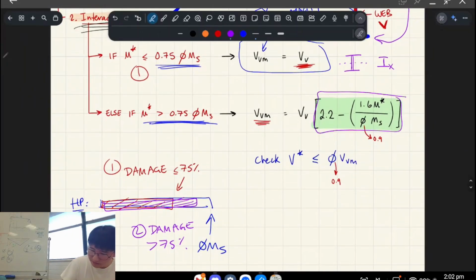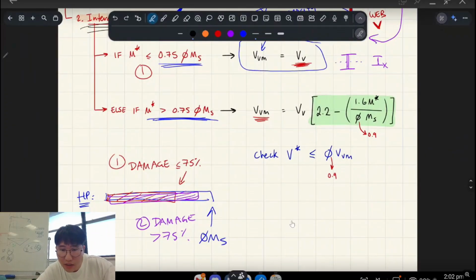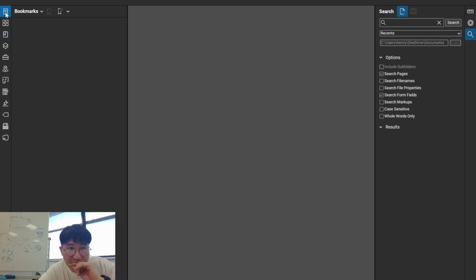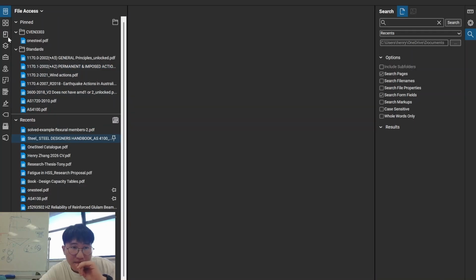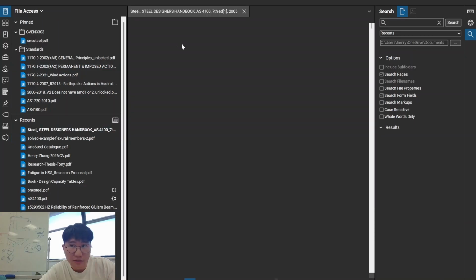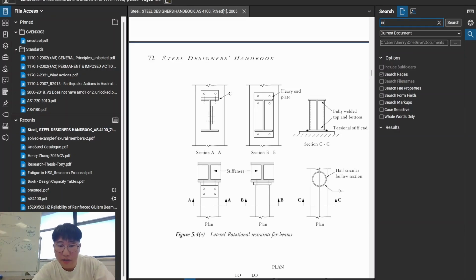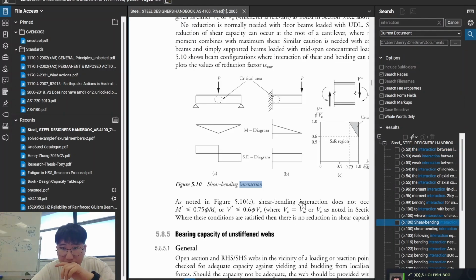Yeah, this is the reduction factor, and you might have seen some kind of table before. What I'm going to do is open up a document. So, Steelfixer's handbook, where is that? I don't think this thing's bookmarked, which is annoying. Interaction. Bending interaction. Okay.